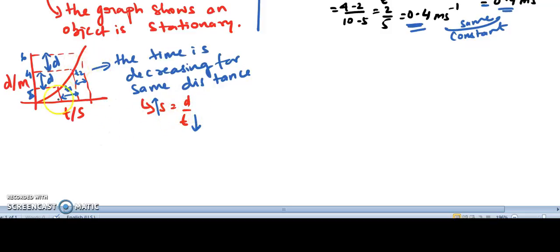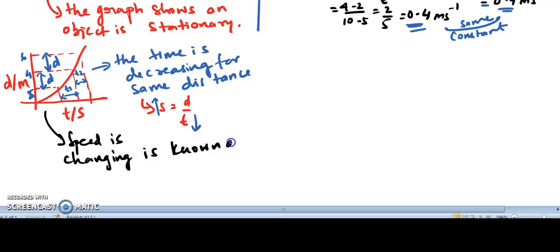So this type of motion where speed is changing is known as non-uniform motion. Okay, I'll just erase that. So non-uniform motion.